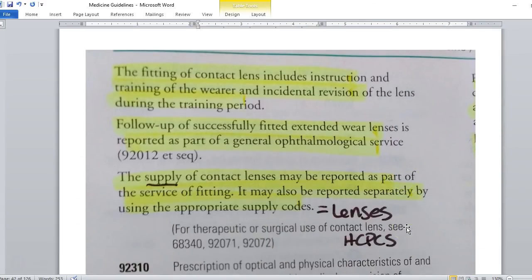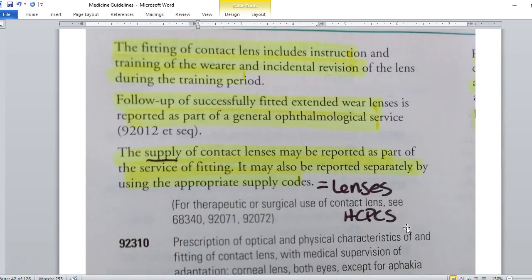The fitting of the contact lens includes instruction and training of the wearer and incidental revisions of the lens during the training period. Follow-up of successfully fitted extended wear lenses is reported as part of a general ophthalmological service. The supply of the contact lenses may be reported as part of the service of fitting. It may also be reported separately by the appropriate supply codes. So again, this is when HCPCS comes in.